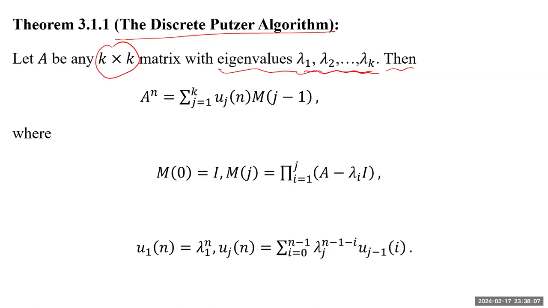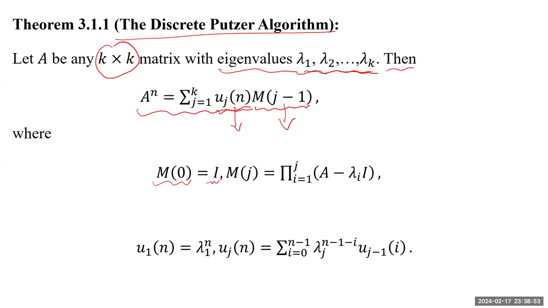If A is a k by k matrix and lambda 1, lambda 2, and so on, lambda k are the eigenvalues, then A to the power of n can be written as the summation j equals 1 to k of uj of n times M of j minus 1. So in this summation, what is uj of n and what is M of j minus 1? Let us see the first one, M of j minus 1. If you put j equal to 1, that is M of 0, that is our identity matrix.